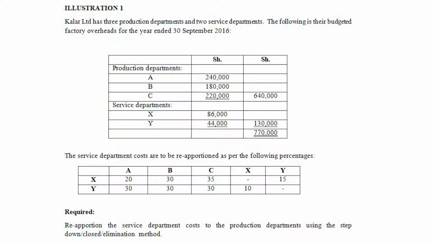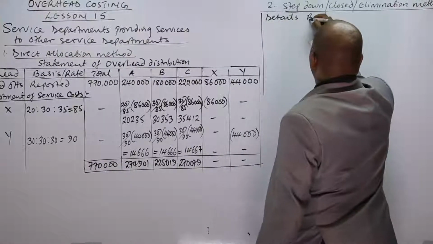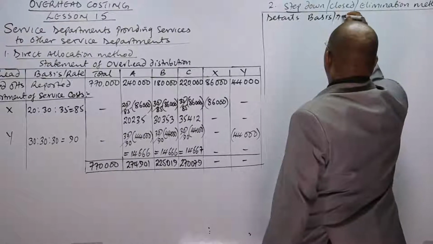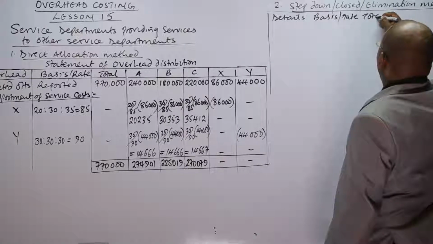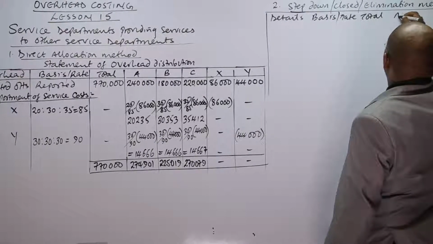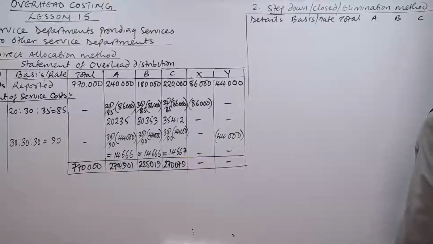So first of all, let's just copy the statement up to the reported overheads. So you're going to have here the details. We have the basis or the rate. We have a total. We have departments A, B, C. We have X and Y.